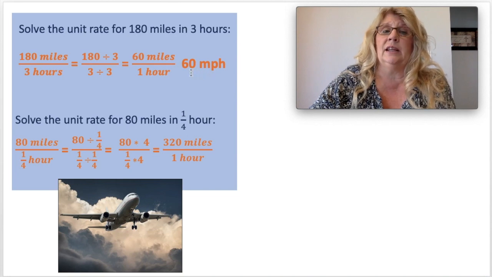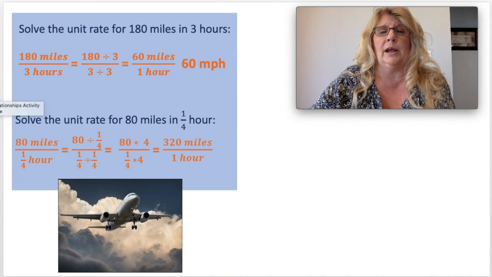If it is a complex fraction, solve the unit rate for 80 miles in 1/4 of an hour. 80 miles divided by 1/4 an hour. Well, you're dividing both sides, the numerator and the denominator, by 1/4, which means you're actually multiplying by the reciprocal because you have to get rid of the fraction in the denominator. Because 1/4 times 4 equals 1. And 80 times 4 is 320 miles. So 320 miles in 1 hour.